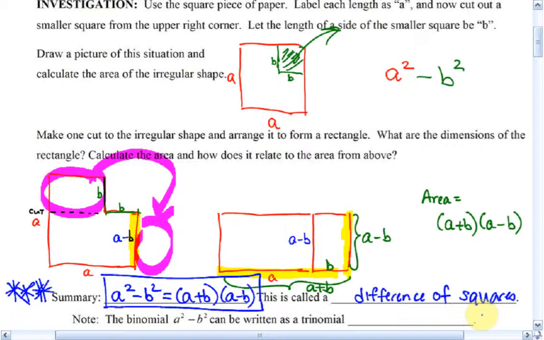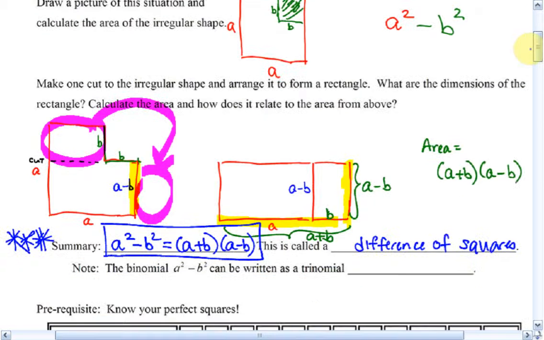Okay? Now, before we actually start doing some of these questions, I want you to make a note. This binomial a squared minus b squared can also be written as a trinomial. I know some of you like trinomials, three terms. If you want to write it as a three-term thing, it'd be a squared, you have b squared at the end, and in the middle, I suggest you write down this.